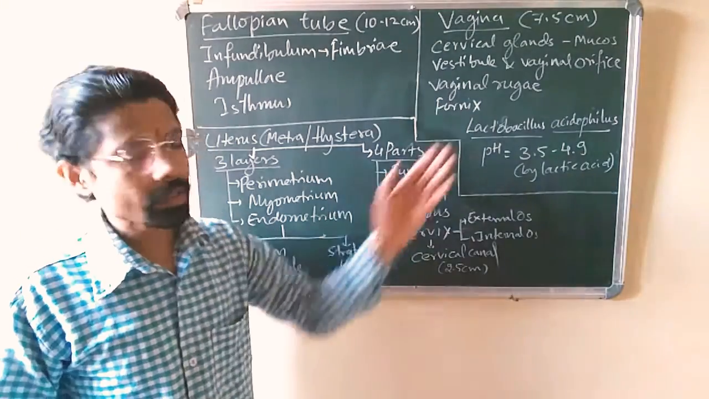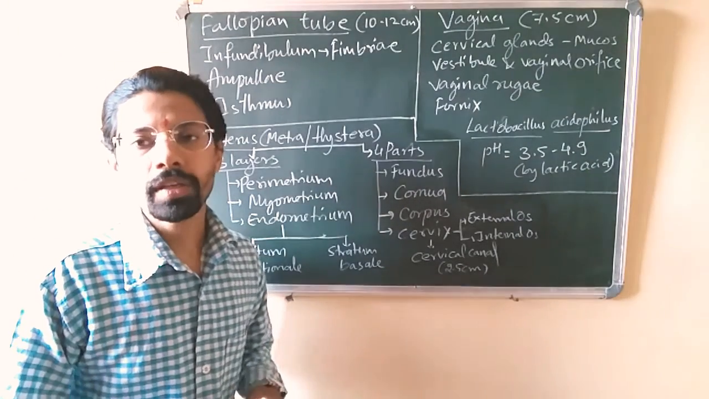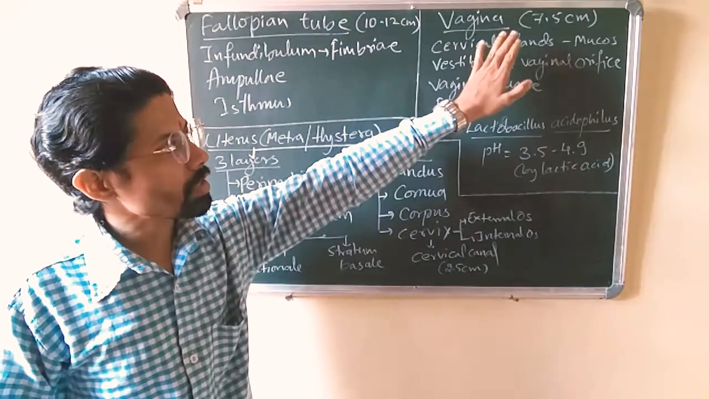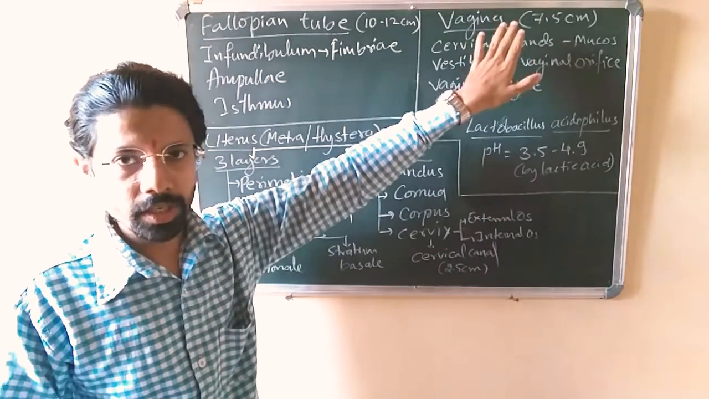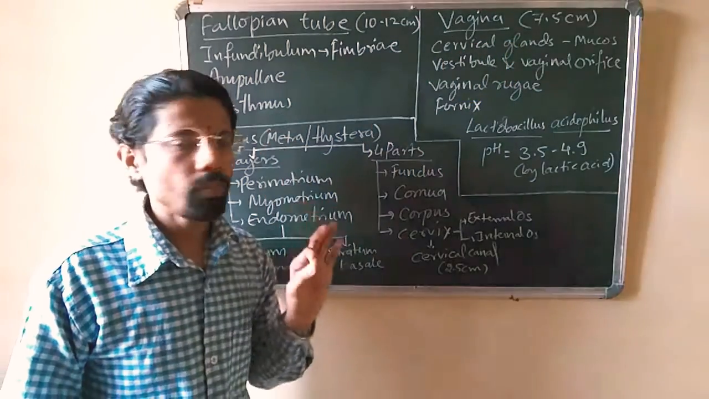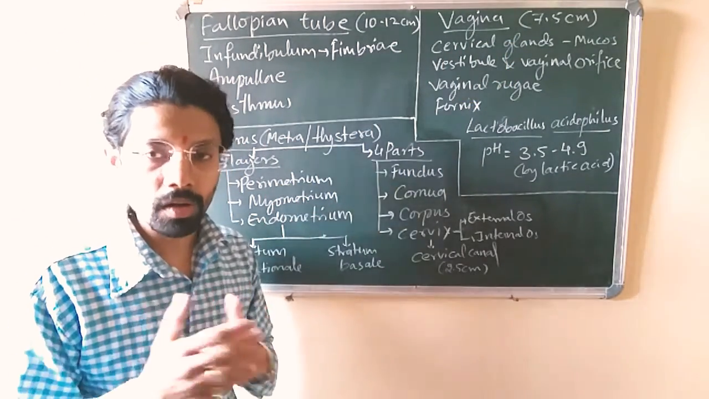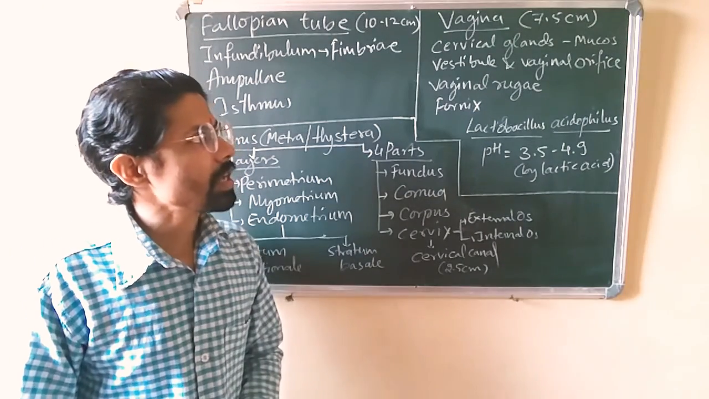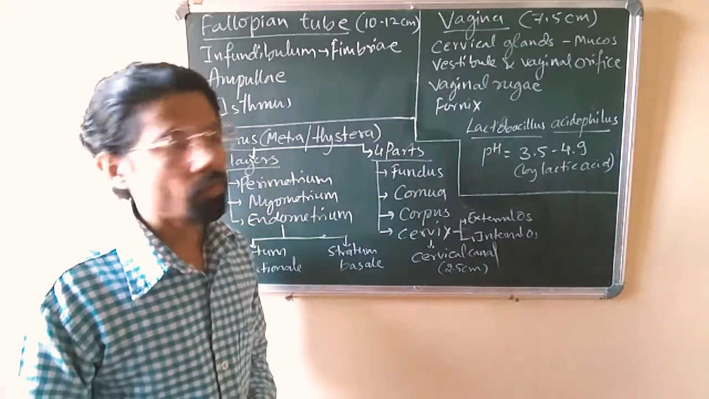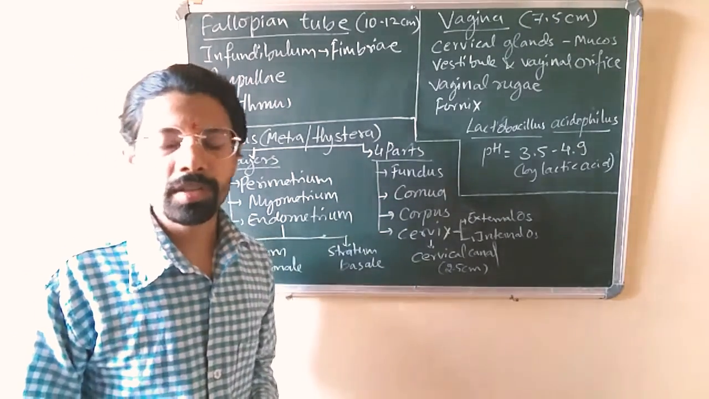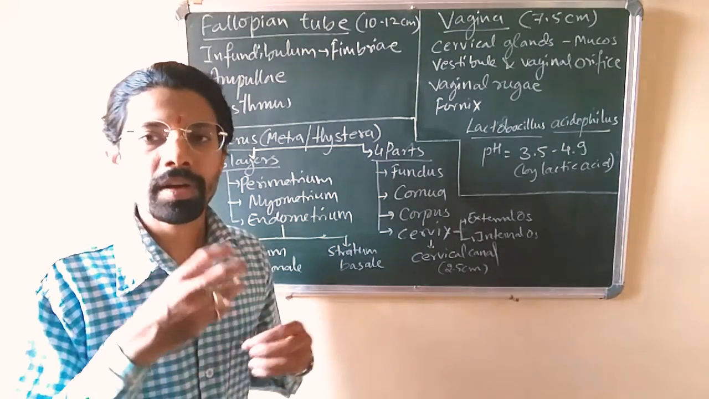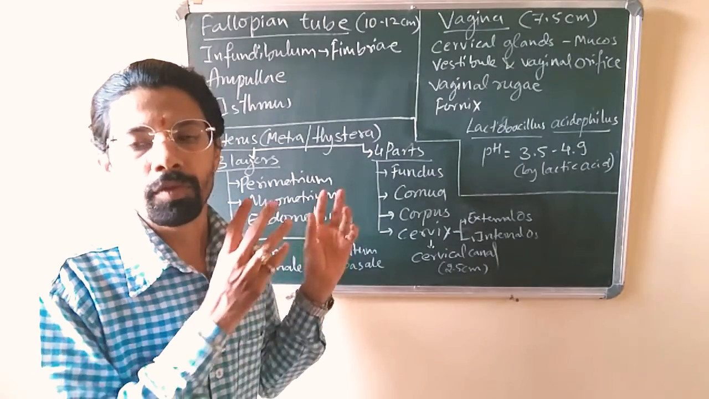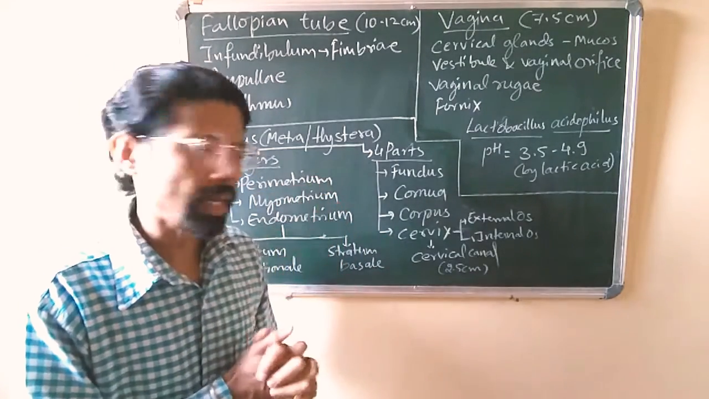Now coming to the last part, which is the external opening of the female reproductive tract, called the vagina. The vagina has a canal called the vaginal canal. It measures around 7.5 centimeter in length approximately, and it generally has secretions from cervical glands. The mucus is secreted into the vaginal canal for lubrication during sexual intercourse, and this mucus is secreted from the vestibular gland and the cervical glands.